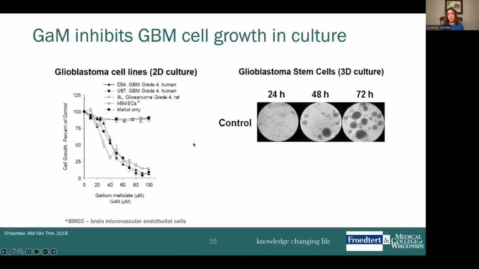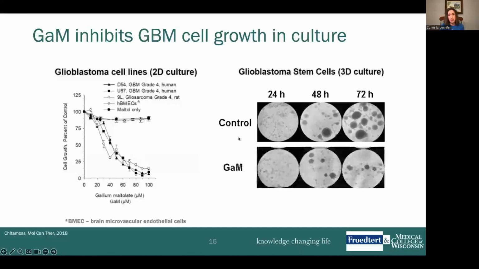The next step is we actually had the ability to study glioblastoma stem cells in 3D culture. And you can see here in this top example, this is the control. So at 24 hours and then 3 days later, seeing the significant growth of the GBM stem cells. When exposed to gallium maltolate, you can see that there is a significant reduction in the volume and rate of growth.